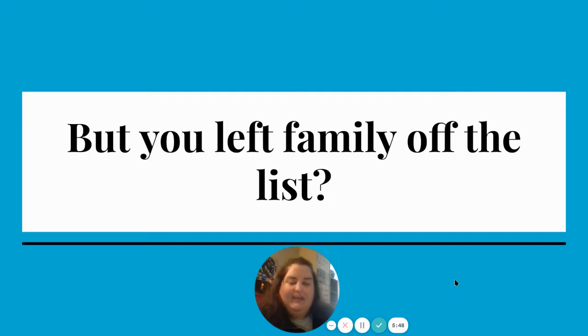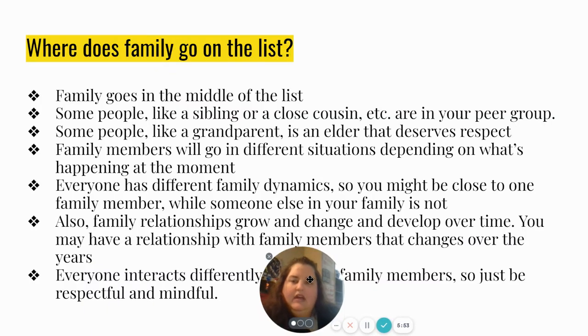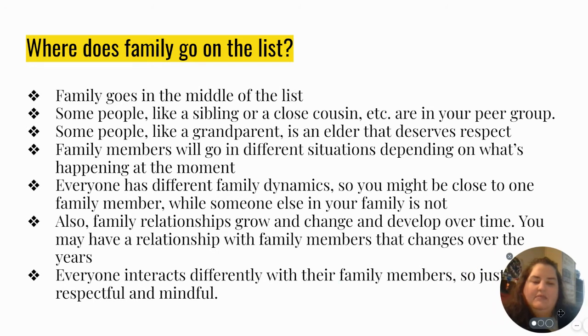Oh, but you left family off the list. Yes and no. Family actually goes in the middle of the list, which we'll see in just a moment. Some people, like a sibling or a close cousin, are in your peer group. And some people, like a grandparent or a great grandparent or great aunts and uncles, would be considered an elder and deserve respect. All families are different. That's the important thing to remember. Family members will go in different situations depending on what's happening at the moment.